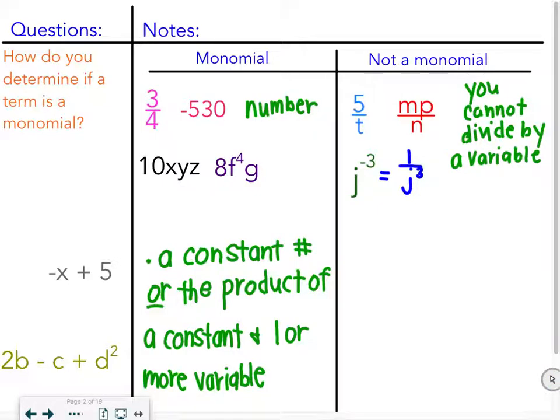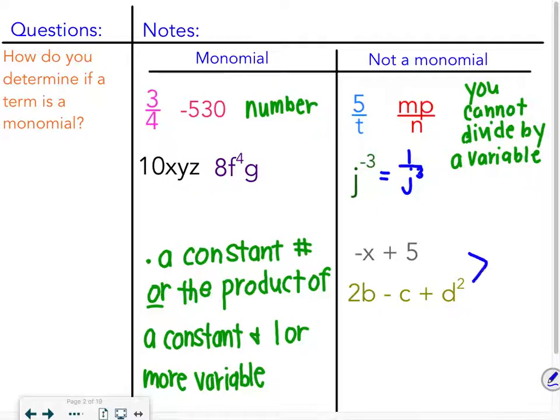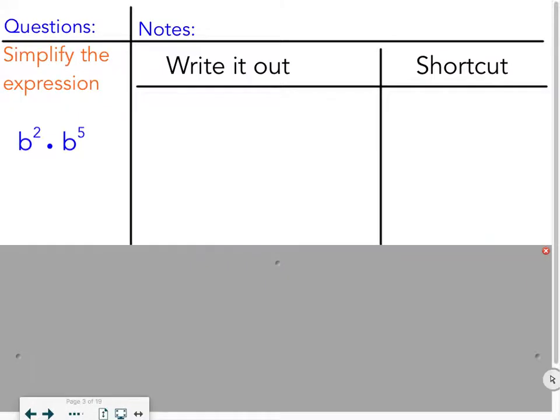You also cannot have any addition or subtraction in your problems. So, no adding or subtracting. It is not considered a monomial if you are adding or subtracting. So in summary, not a monomial means that you cannot have a variable on the bottom of your fraction, and you cannot have any addition or subtraction. Okay, here we go to the examples.